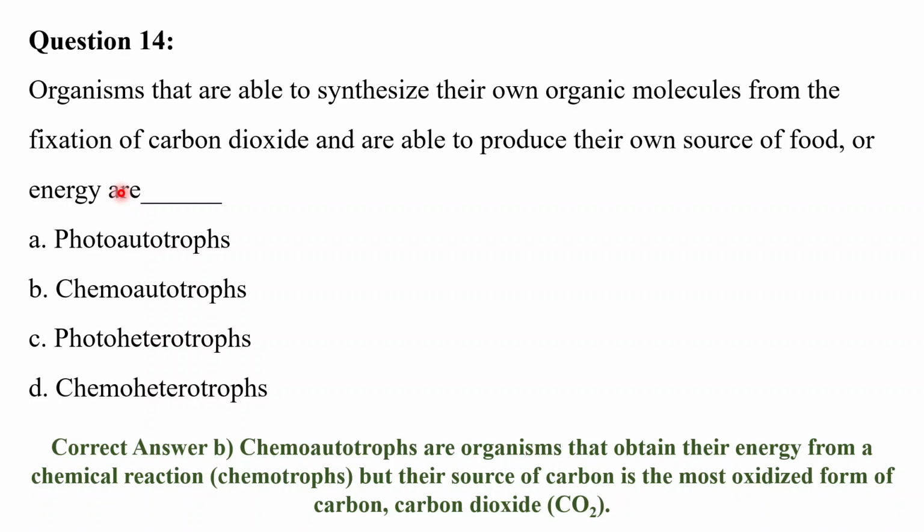Chemoautotrophs are the organisms that obtain their energy from chemical reactions, that is chemotrophs. But their source of carbon is the most oxidized form of carbon, that is carbon dioxide. So the answer is chemoautotrophs. I hope this is clear. This is very important. You should know the difference between the autotrophs and the heterotrophs, and when the term chemo or photo is used as the prefix.